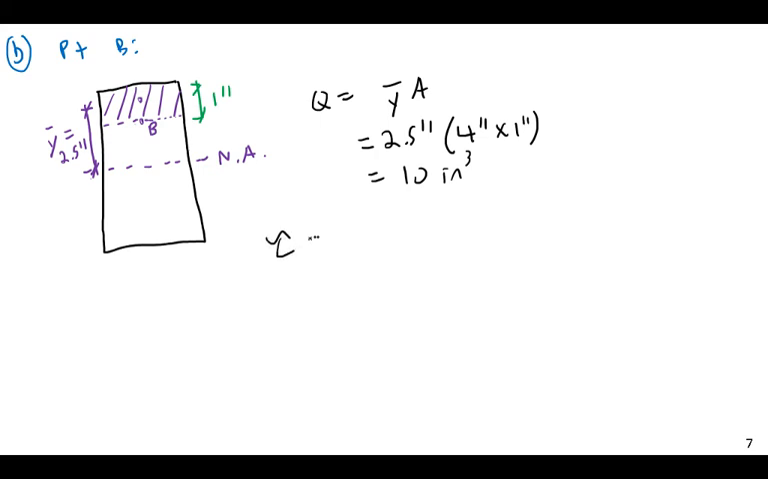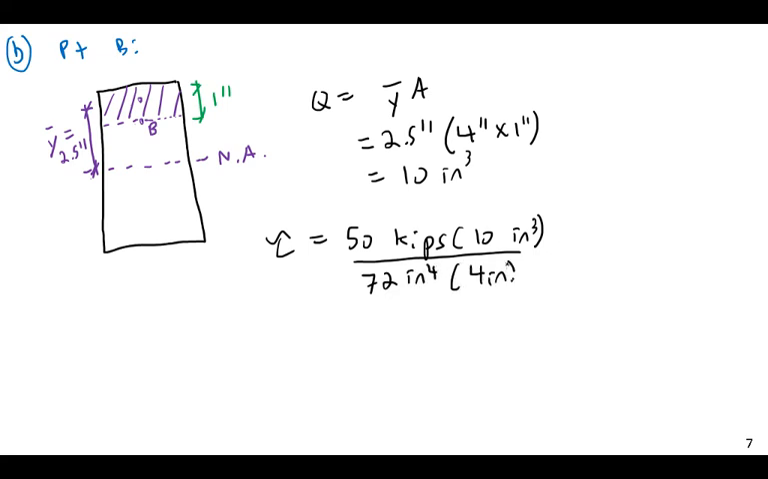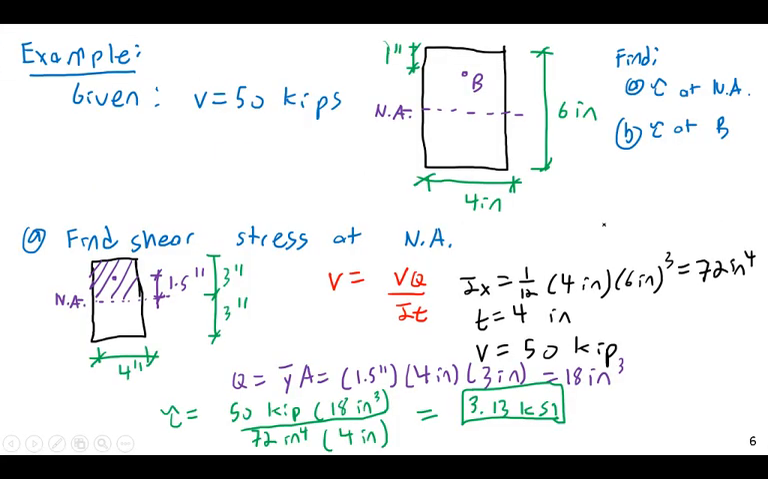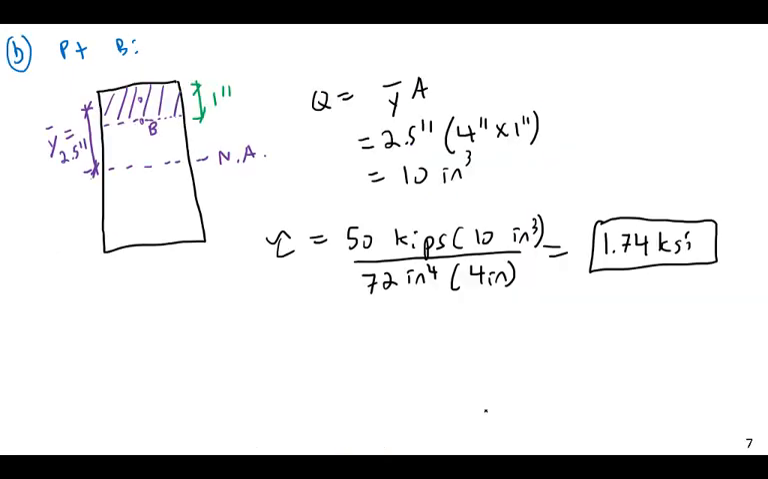And so simply tau then is going to be 50 kips times 10 inches cubed, our Q, so it's VQ over I T, over our I, which is 72 inches to the fourth, times the thickness, which is just 4 inches. And then this comes to a final answer of 1.74 ksi. So we can see that the shear stress is remarkably lower than the shear stress at the neutral axis. In other words, as you move further from the centroid, the shear stress tends to decrease.